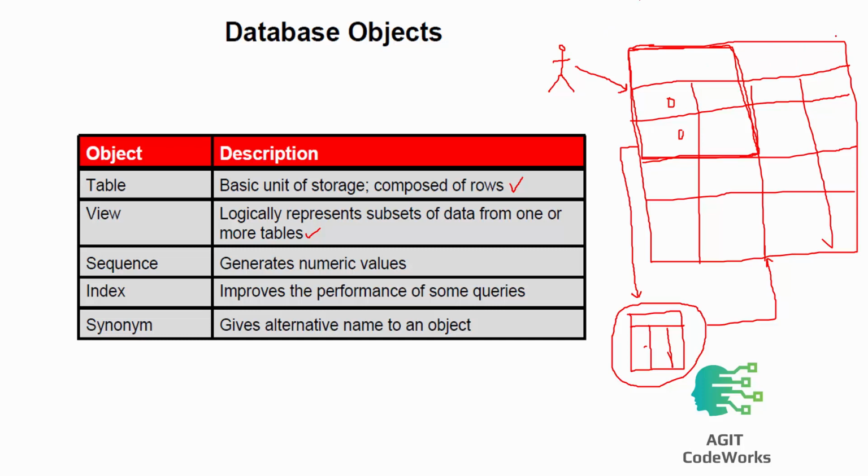All right, so next thing we're going to talk about is what we call a sequence. Now, a sequence generates numeric values automatically. It helps the database administrator generate numeric values. Now, I'll give an example. There are a lot of cases where a database needs to generate data uniquely, number one, or using a particular sequence.